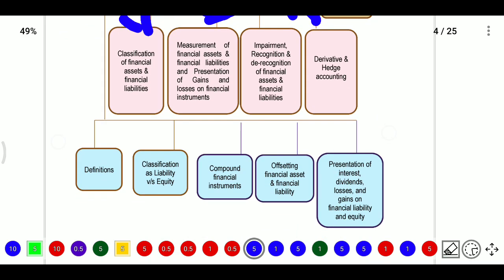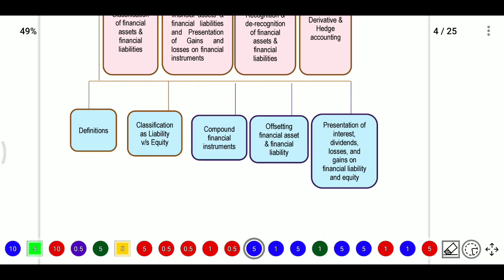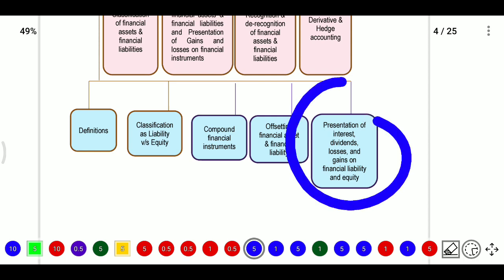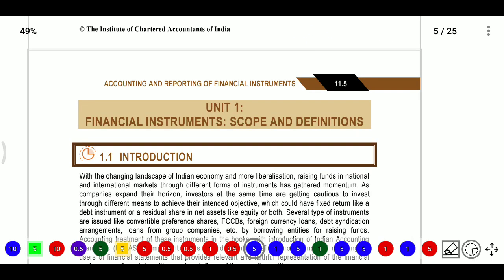In Ind AS 32 we will discuss definitions, classification of assets, liabilities or equity, compound financial instruments, offsetting of financial assets and financial liabilities, and their presentation. So these are the topics we will discuss in Ind AS 32, Ind AS 109, Ind AS 107. Ind AS 32 relates to financial instruments presentation, Ind AS 109 to financial instruments, and Ind AS 107 to financial instruments disclosure.